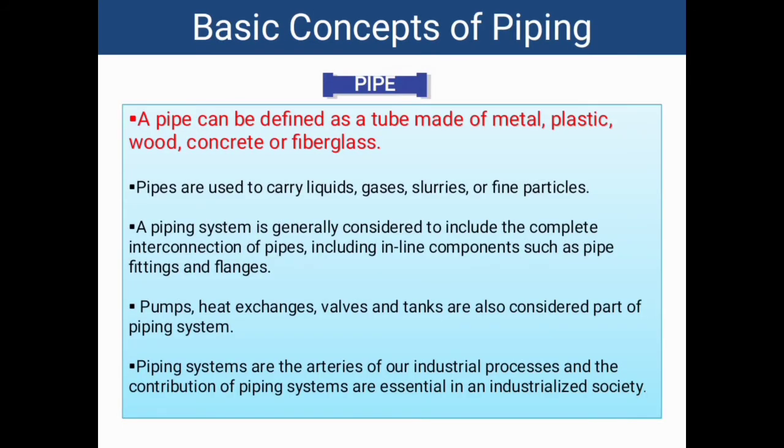The basic concepts of piping. What is a pipe? A pipe can be defined as a tube made of metal, plastic, wood, concrete, or fiberglass.